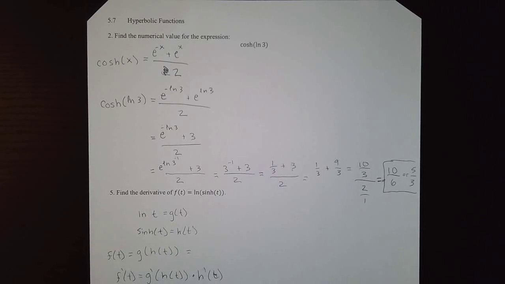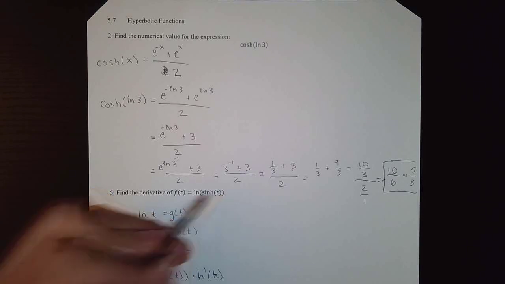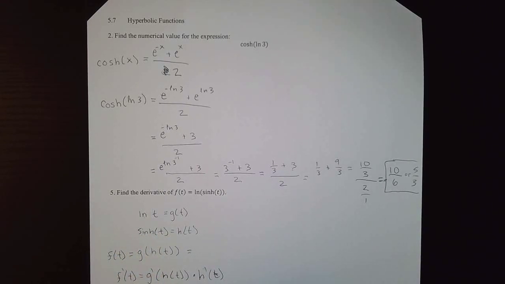And so when we do this with our function above, we have the derivative of g of x. So the derivative of the natural log is 1 over t. But in this t place, I have to put sine h of t, because we're plugging in h of t into the derivative function. And now we have to multiply by the derivative of h of t. Well, the derivative of sine h of t is just cosine h of t.